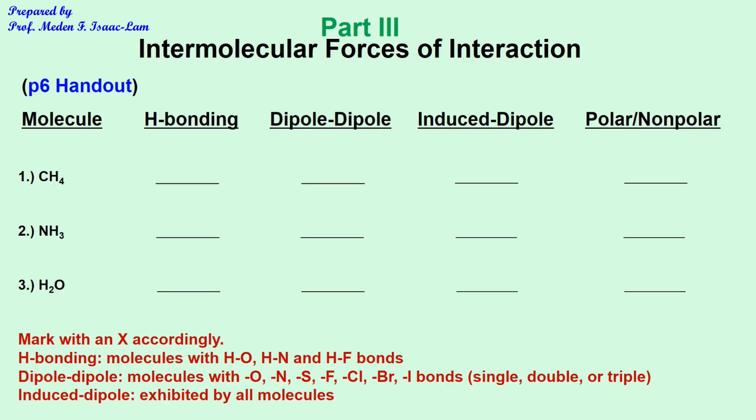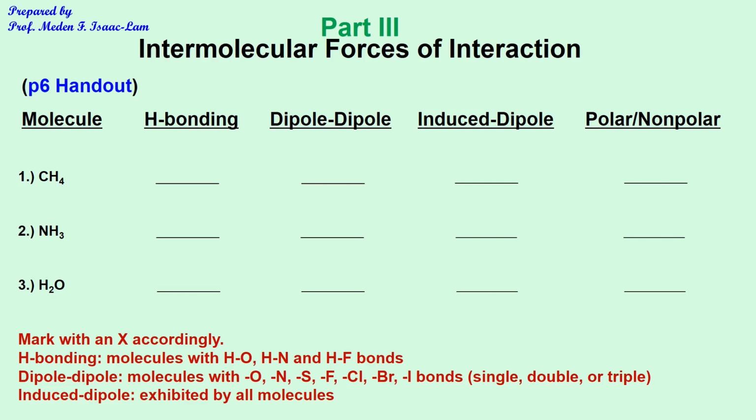So the last part of the handout, or this experiment, is about intermolecular forces of interaction. It's going to be page 6 of the handout, one page. Again, the same examples. You can look at the Lewis structure and also the geometry. It's actually dependent on the geometry and also the Lewis dot structure of the molecule. So you're going to mark accordingly if it's exhibiting H bonding, dipole-dipole, induced dipole, or polar, nonpolar.